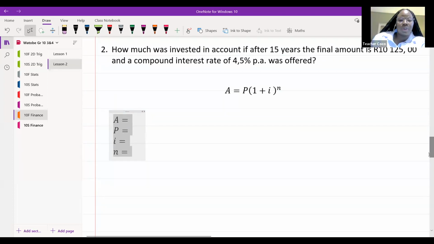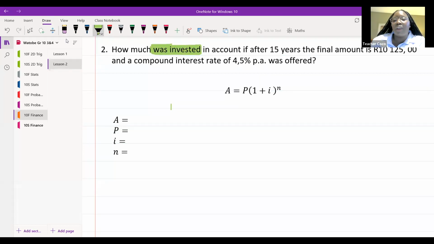Now, this question here says, how much was invested in an account after 15 years if the final amount is 10,125 Rand and a compound interest rate of 4.5% per annum was offered? Tabelo, do you think you know how to answer this question for me, or do you have a question?